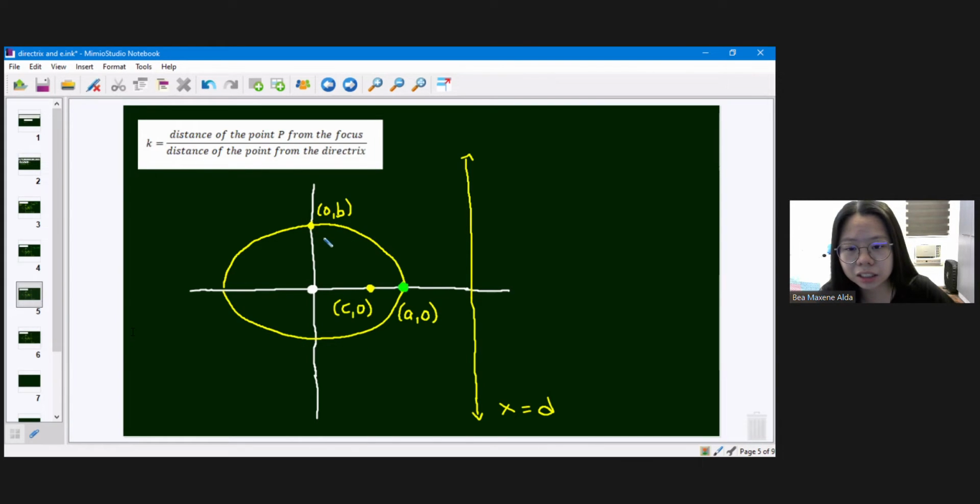So, gamitin natin yan. Let's use that. So, yung first distance, distance lang nung from the focus, lagay natin dito, magiging A minus C lang siya. Kasi, di ba, nasa x-axis, same lang sila ng x-axis. Yan. And then the second distance, lagay natin dito.